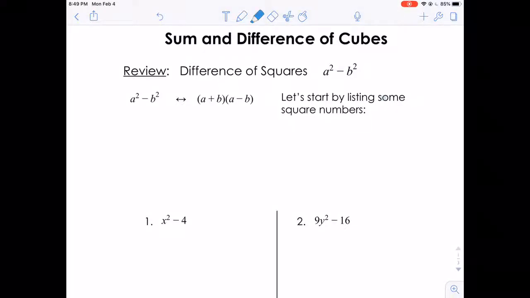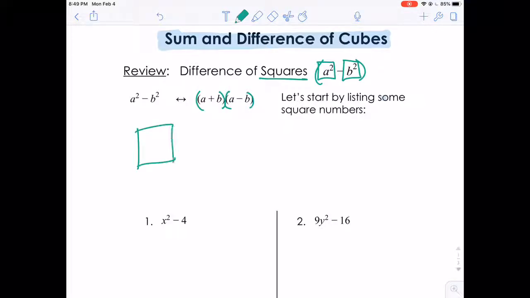Hi everybody, these are the notes for sum and difference of cubes. So we're going to start by reviewing the difference of squares, which you'll remember is a squared minus b squared. So anytime we see a square number minus another square number, we know that it's going to be a plus b times a minus b.